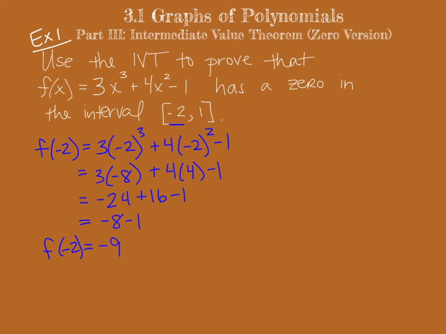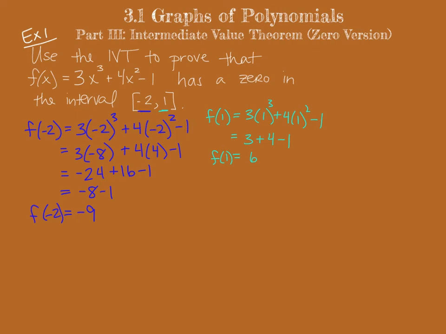All right, so now I want to find f of 1. It should be positive if we want to prove there's a 0 in there. So when we plug 1 in, that's much simpler. We'll have 3 times 1 plus 4 times 1 minus 1. So we have 7 minus 1, we'll get 6.